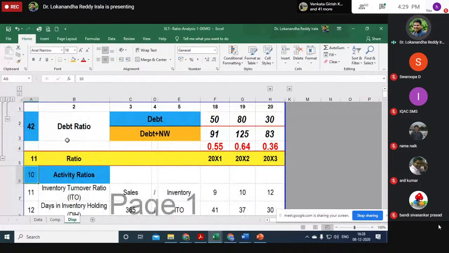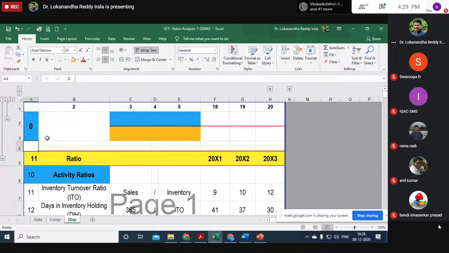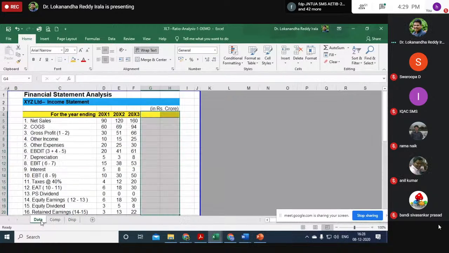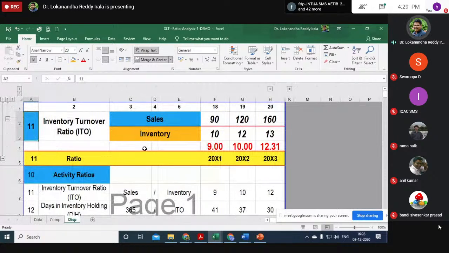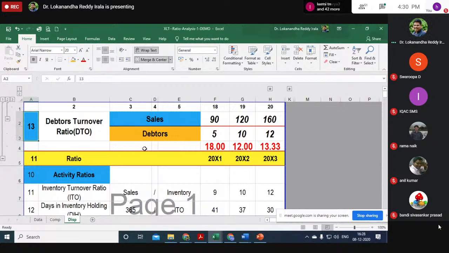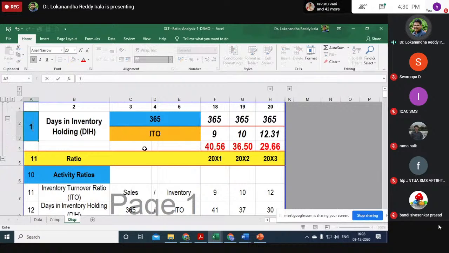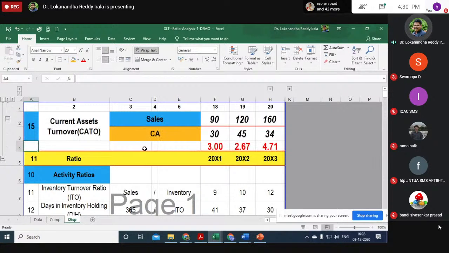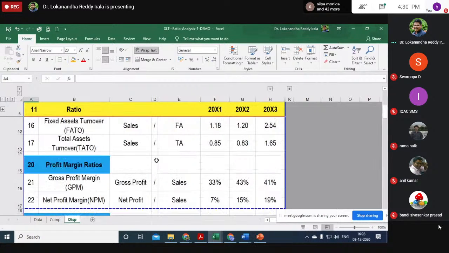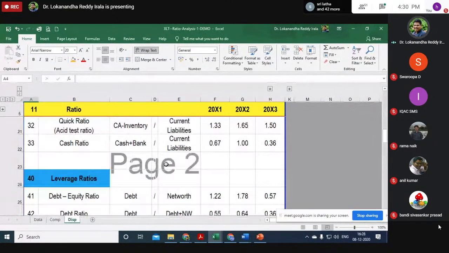So depending on each ratio, right? The particular ratio that you want, you can have the base. This is based on the data that we have here. So you just type the number, then you see the inventory turnover. Then you have debtors turnover. If you want the days in inventory holding, if you want the average collection period, right, or current assets turnover ratio. So these are some of the ratios that have been calculated. Here you see, whatever I have discussed, all these ratios are here.